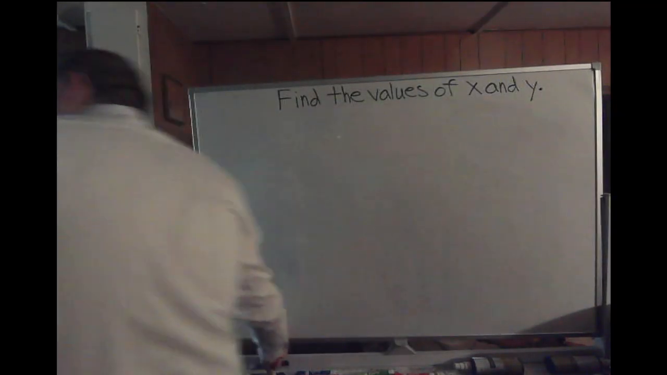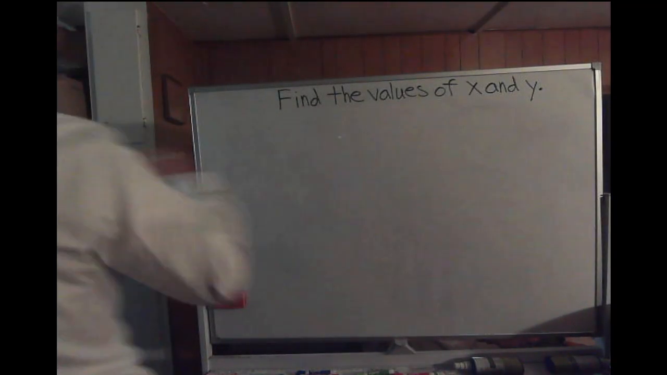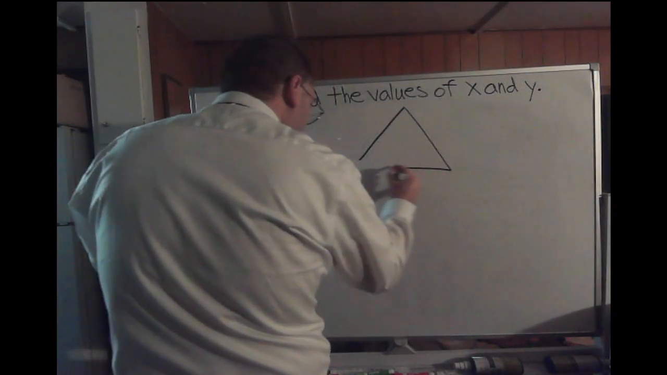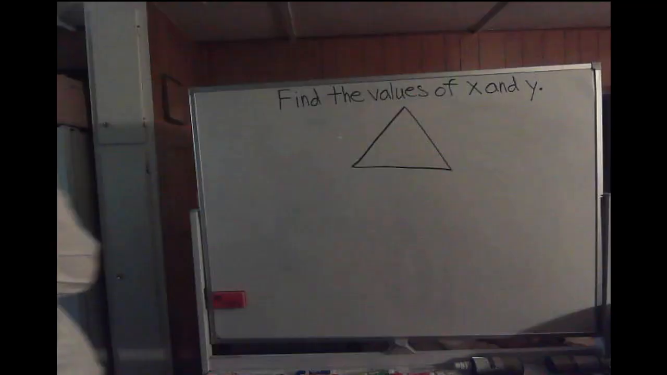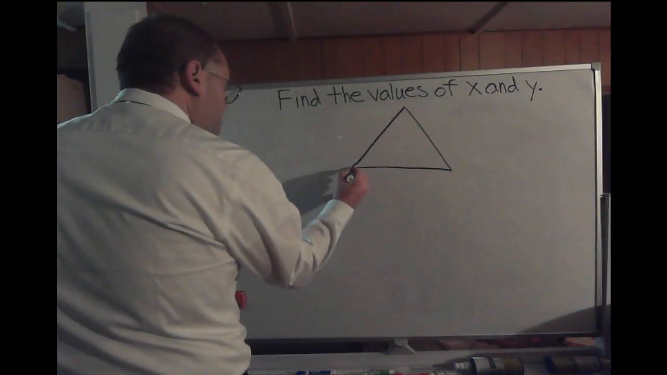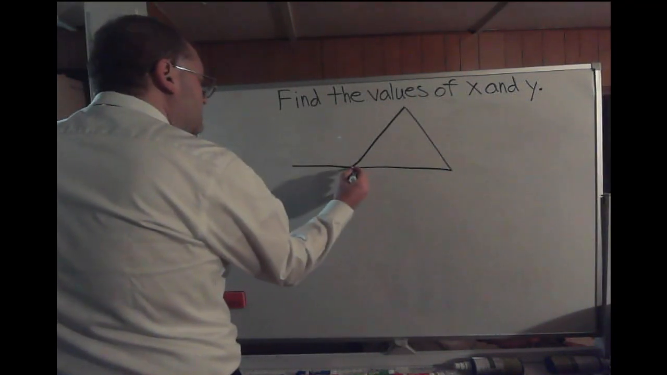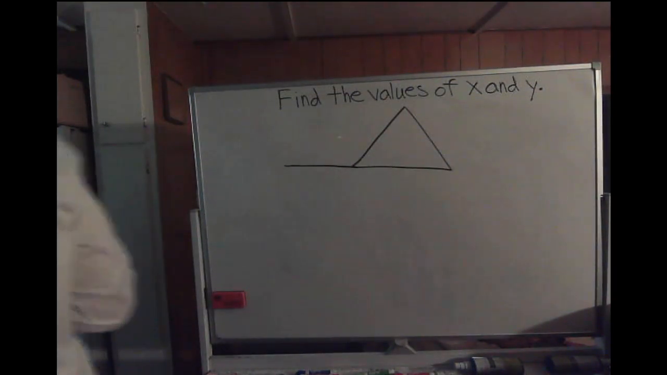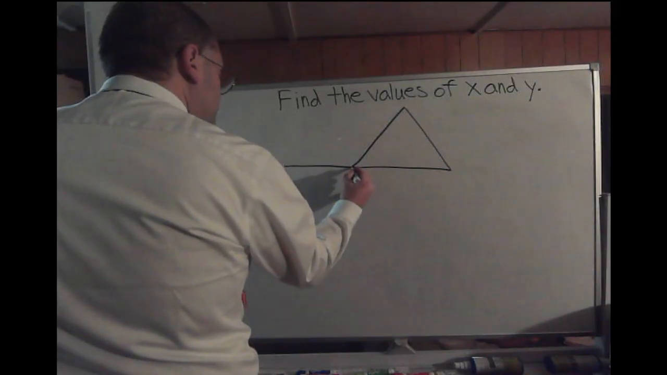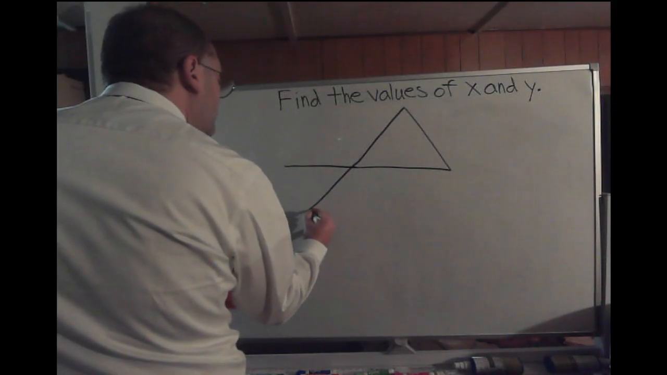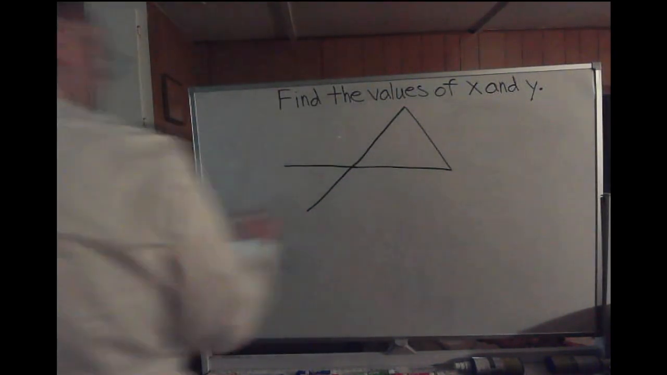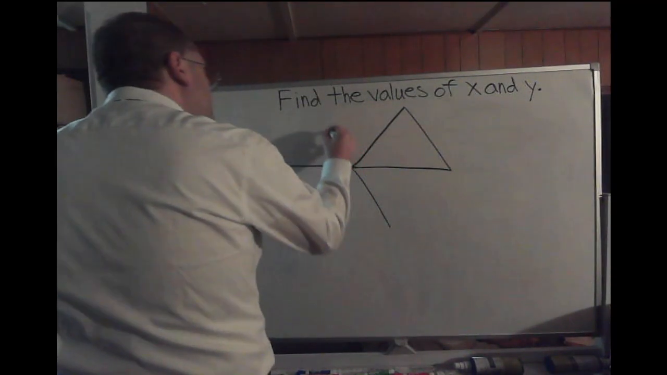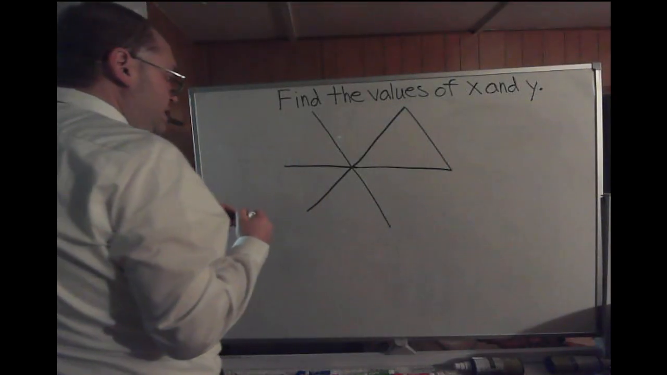What's the next one? Draw another triangle here. Now what does it do? It extends all the way out here. We're going to extend all the way out here. We're going to extend this down here. And then we're going to cut through here like so. So we have an interesting diagram here.